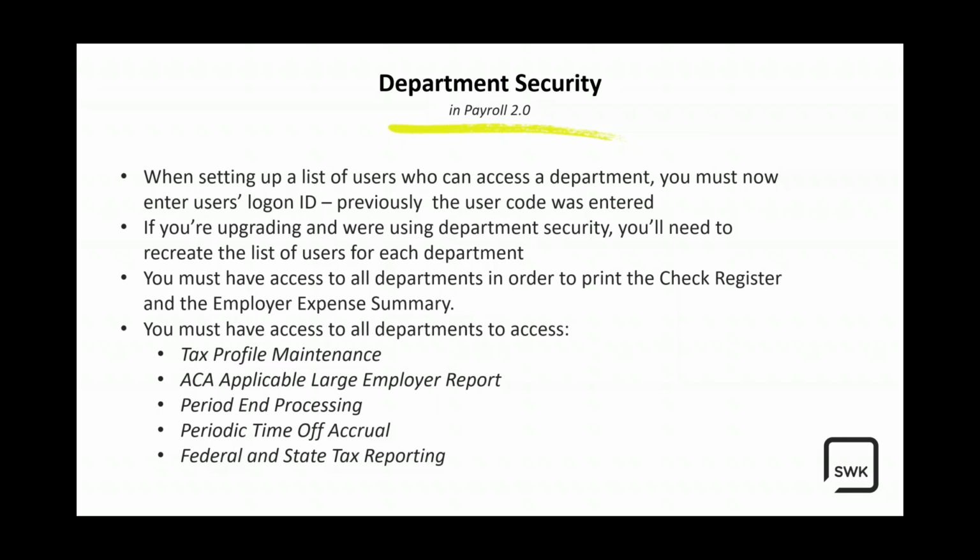And for department security, it's now if you are trying to update a check register or an employee expense summary, but you only have access to one department, but not all the departments, it's not going to allow you to. You have to have access to every department if department security is turned on for you to do check registers, employee expense summaries, and the various reports like federal state tax reporting, period end processing, tax profiles. You have to have security access to be able to do that in the Sage 100 system.